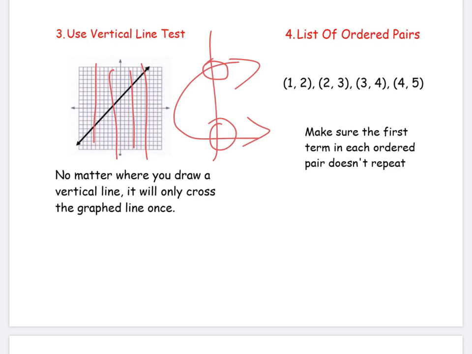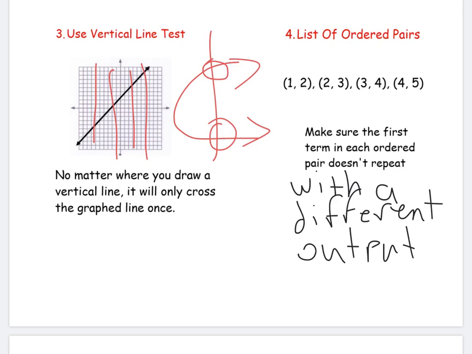Then the last thing you could look at is a set of ordered pairs. A set of ordered pairs, very much so like the table, is a function only if the input, or the x value, does not repeat, and I'm going to put again, with a different output.